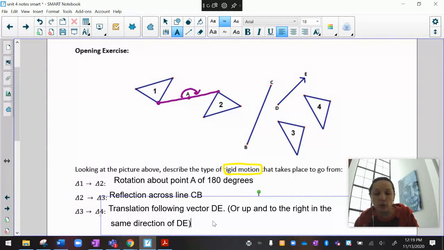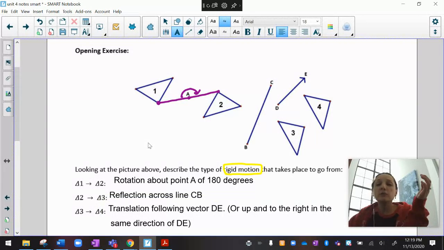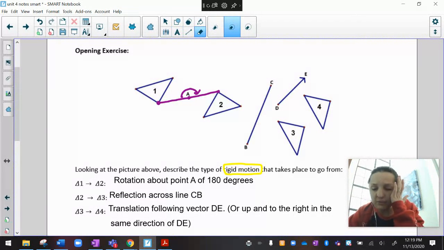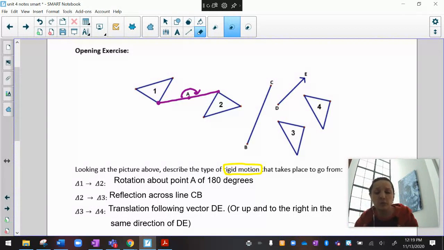So that is your other option. Okay. Now you should be able to do that. You should be able to look at this picture and say, well, I turned, then I flipped, then I slid. And that's what we really need you to be able to do.